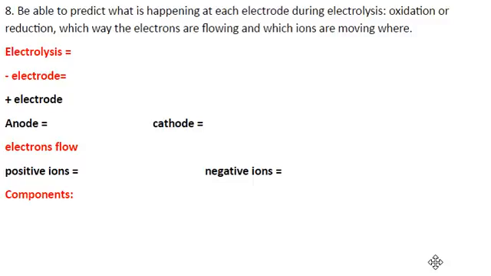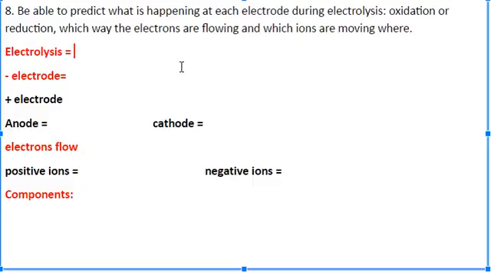So number 8, be able to predict what is happening at each electrode during electrolysis, oxidation, or reduction, and which way the electrons are flowing and which ions are moving where. Electrolysis uses electricity to force a redox process. It's often used to recover a highly reactive metal that wouldn't normally be purified by placing it with another metal because it's the more reactive metal. Remember, a voltaic cell is just the opposite. It uses a redox reaction to produce electricity.